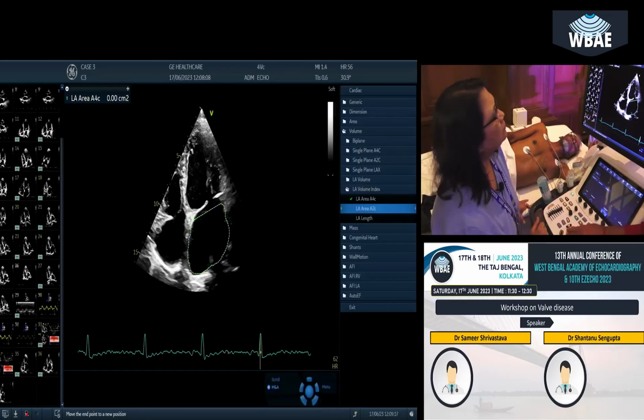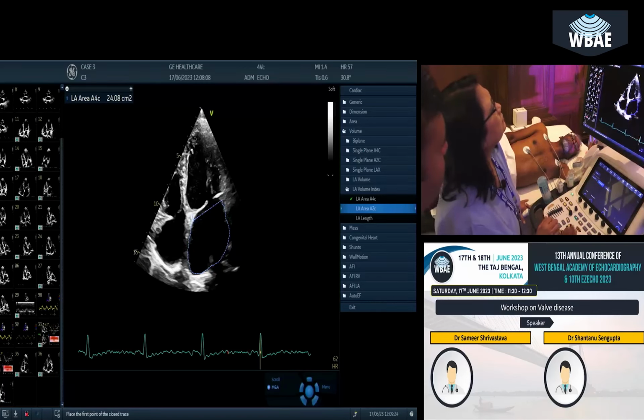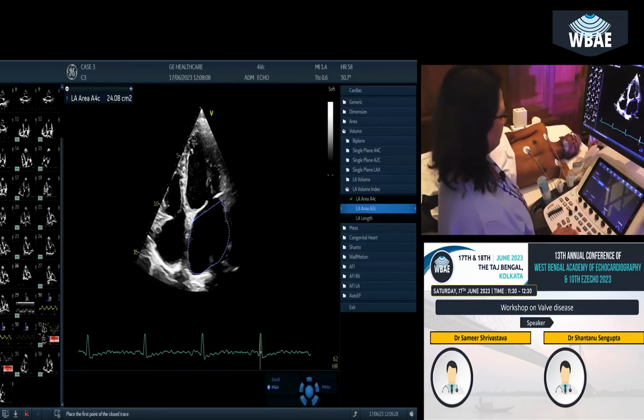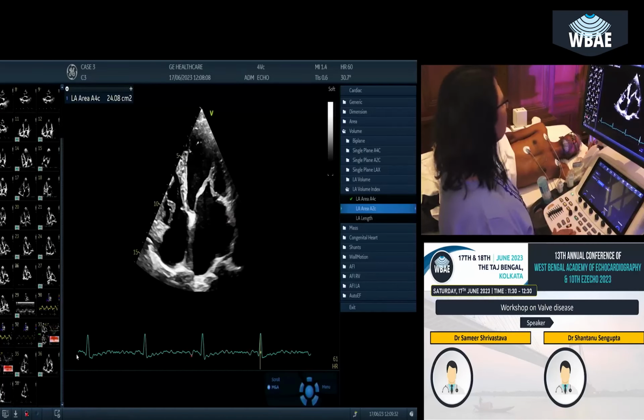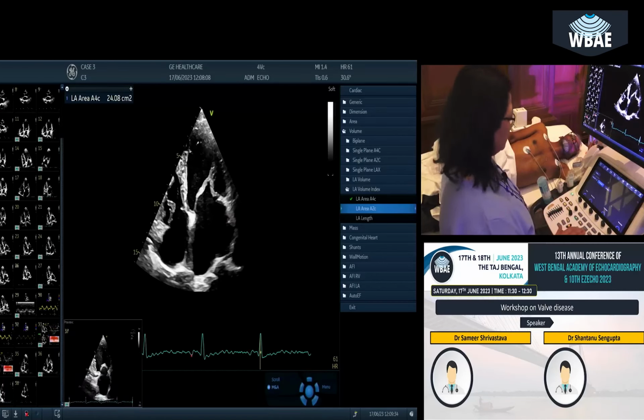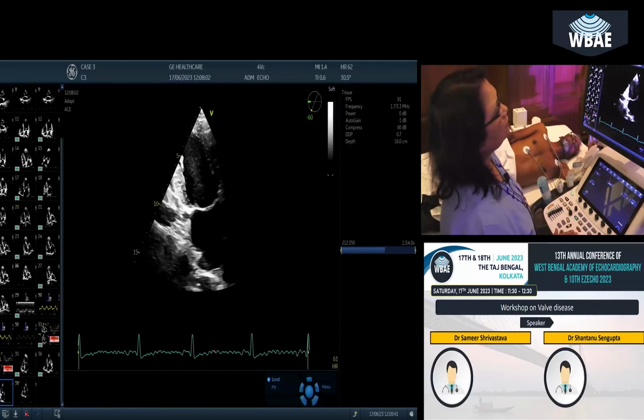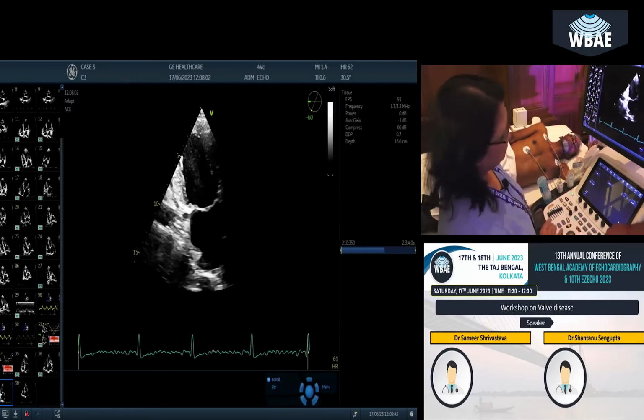So, are you all doing LA volume index? How many of you are not doing it? Let us do 2-chamber now. You're not doing it. Okay. So, two-chamber. Please stop doing LA by M mode volume, and please do LA volume index, because it has prognostic importance. Frame 37.